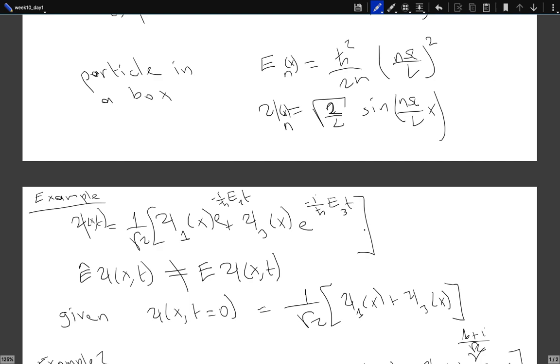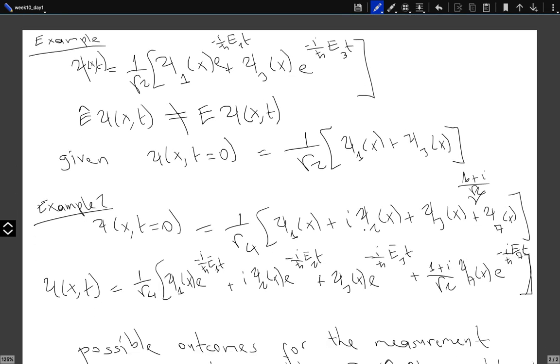And if you create your special initial conditions like this, I don't know what the outcome of energy measurement will be, but I know that it will be either E1 or E3. It cannot be E5. Why? Because I created it in a special way to start with.